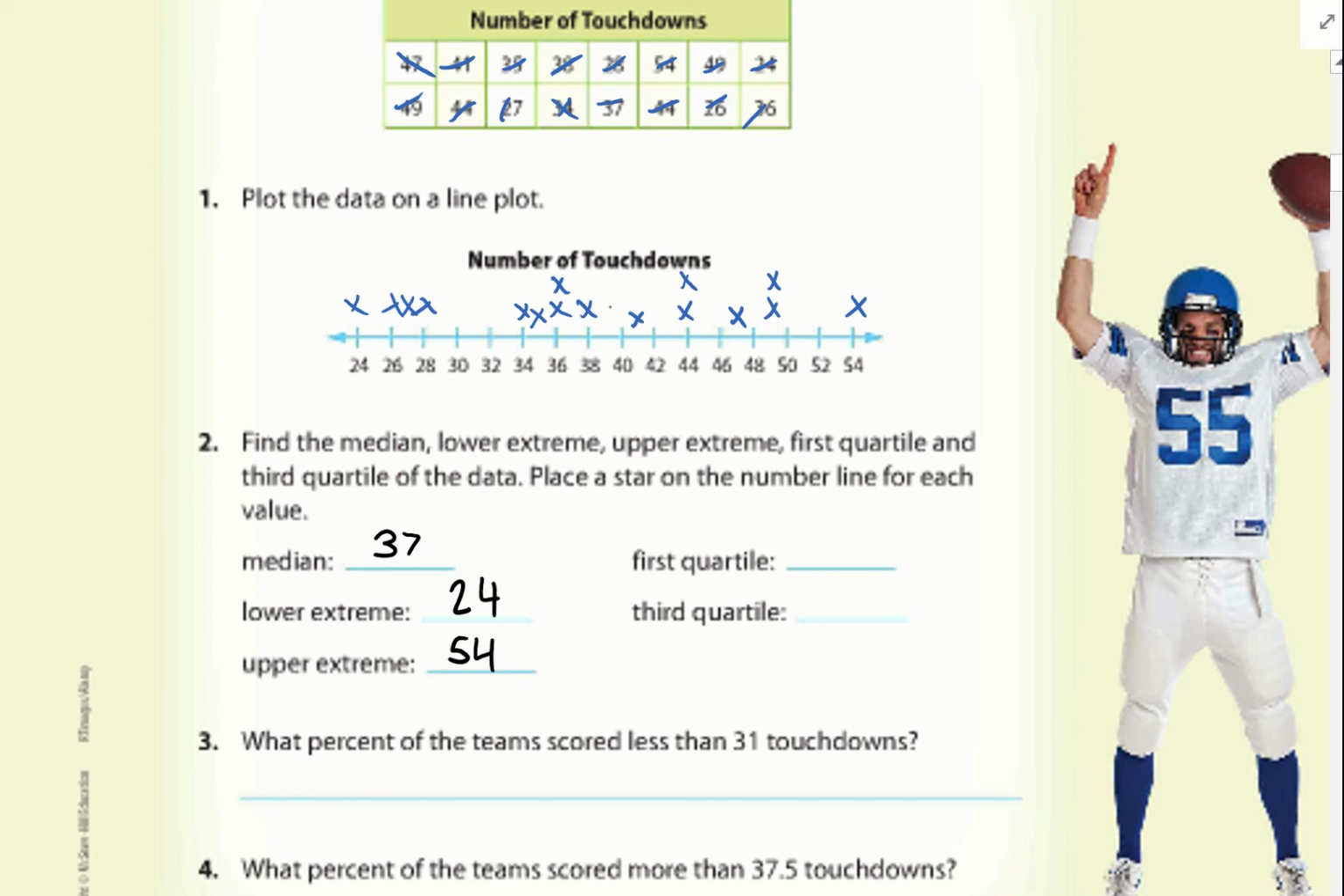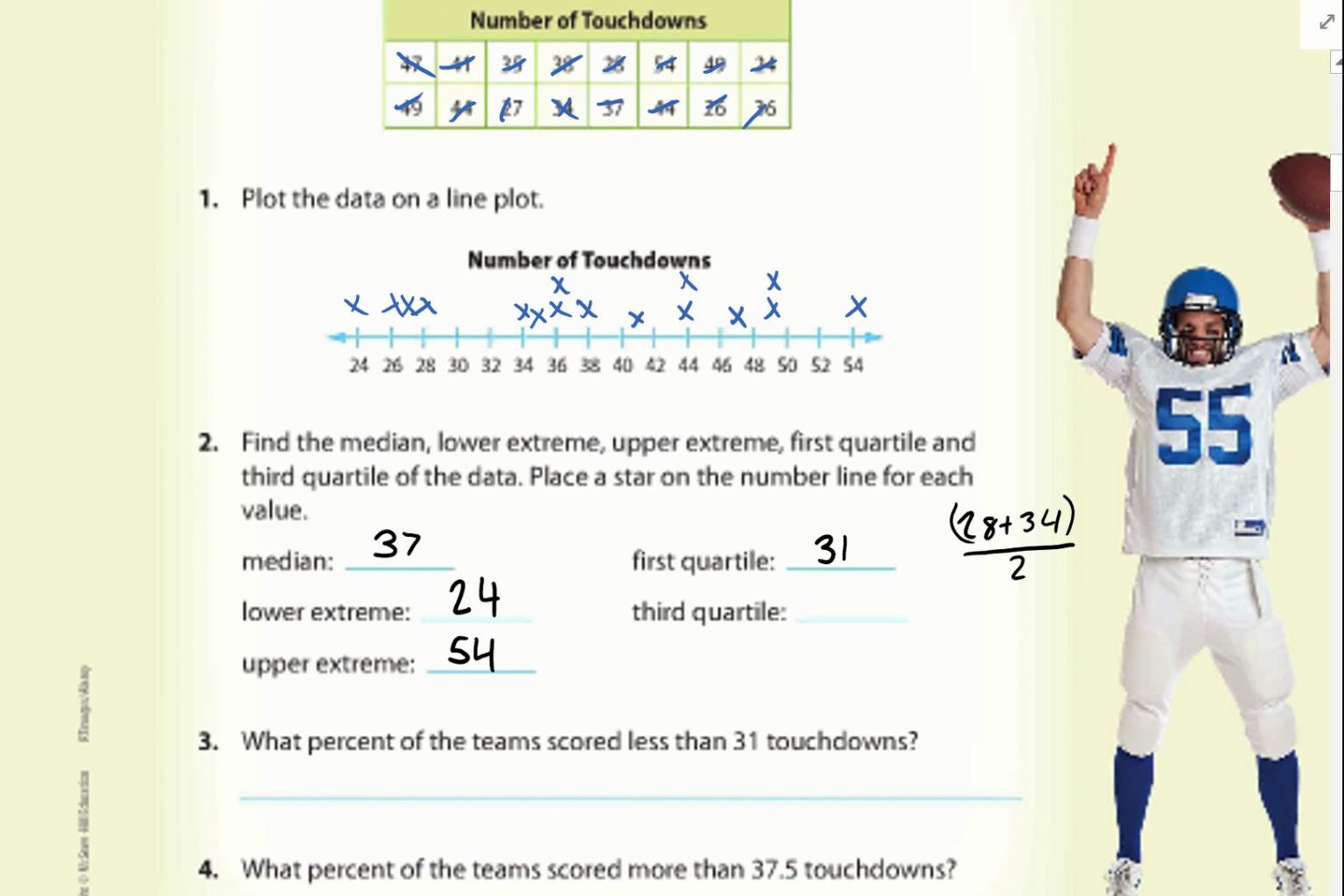My first quartile, I look at my first 8 numbers, because that's where the median point is. My first 4 numbers, so in between my 4th and 5th is 28 and 34, divided by 2. So I have 31 as my first quartile.